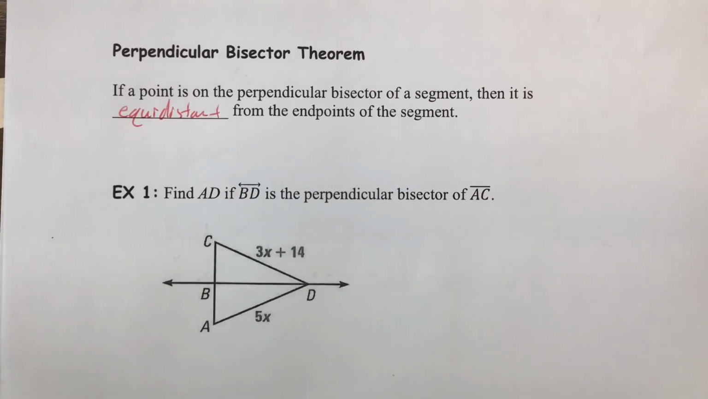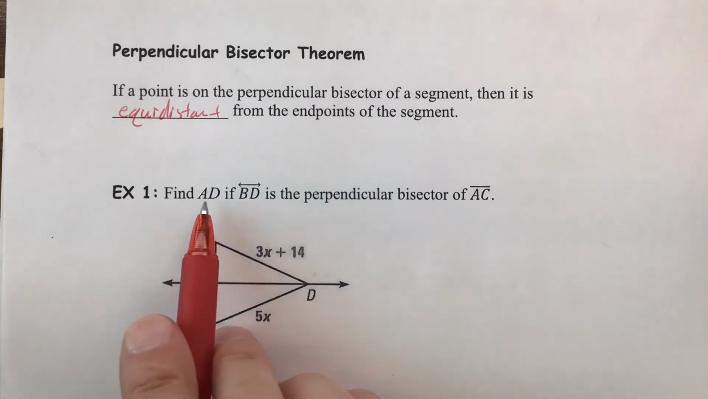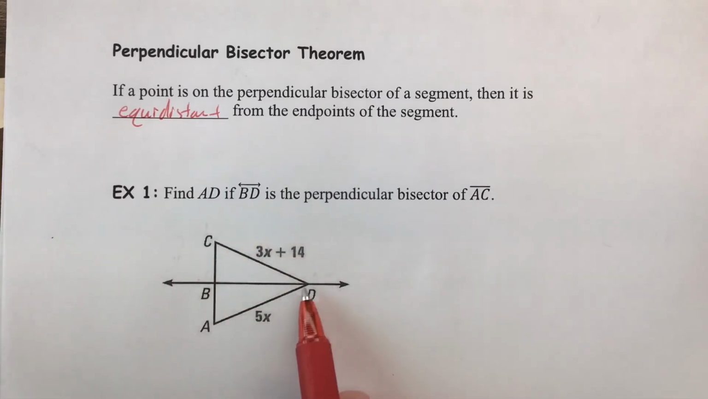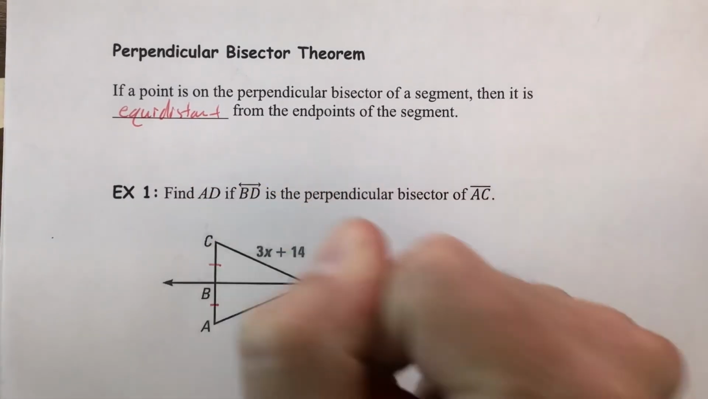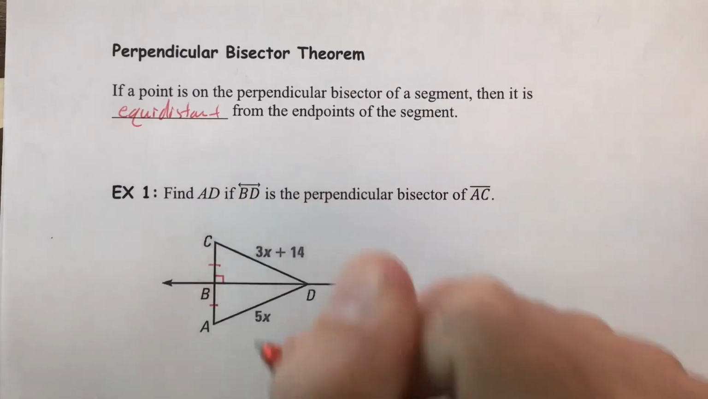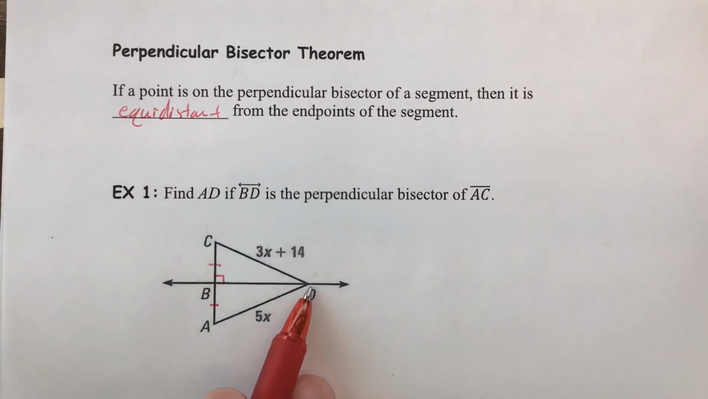So for example number 1, we're asked to find AD, the length from A to D, which is being described here as 5x. That means we need to figure out what x is. We're going to figure out what AD is if BD, that's right here, is a perpendicular bisector of AC. As a perpendicular bisector, you've got congruences there. We also have our perpendicular there. So D is the point that's on the perpendicular bisector. It will be equidistant from the endpoints of the segment AC that it is bisecting.